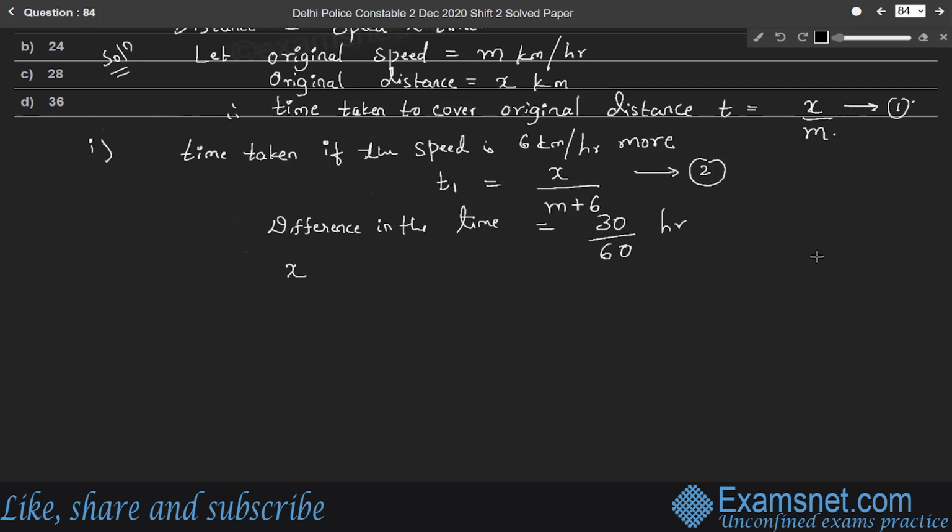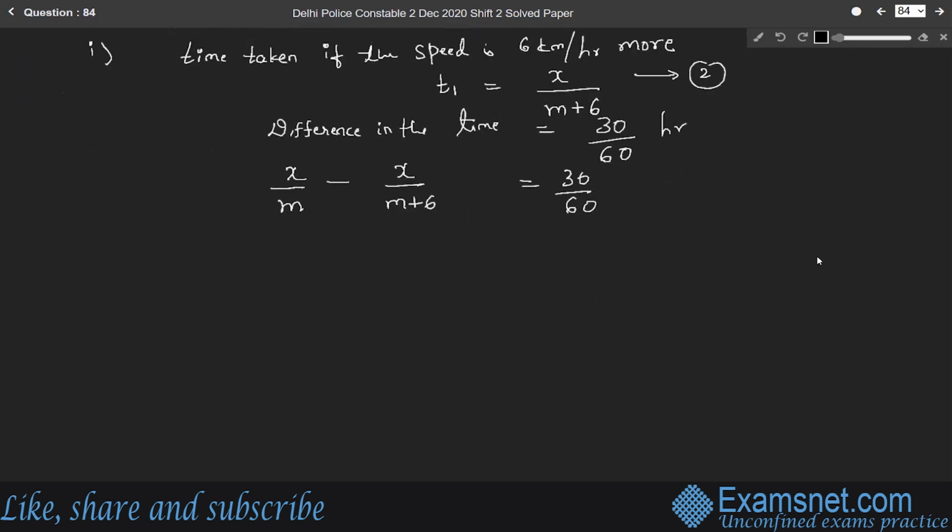Original distance x, original time x by m minus x by m plus 6 is equal to 30 by 60. Simplify it. Here m into m plus 6 is the LCM. So mx plus 6x minus mx by m into m plus 6 is 1 by 2. So mx will get cancelled. 6x becomes m into m plus 6 divided by 2.